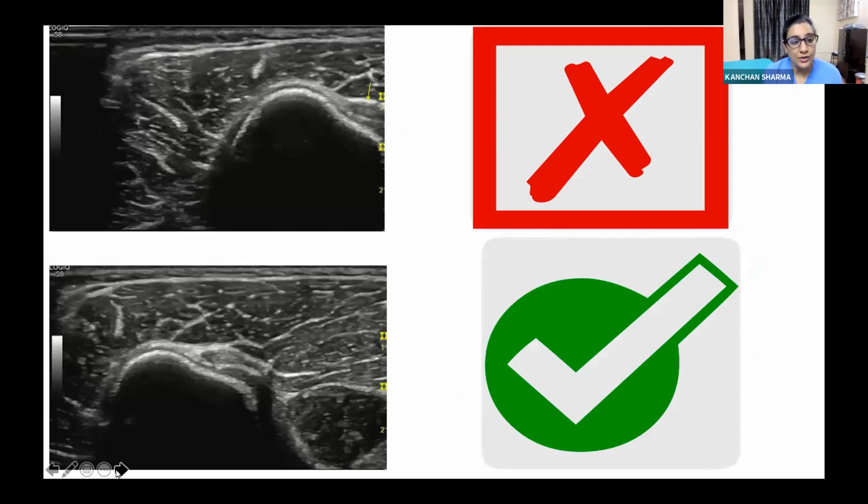A few things on how to get the optimum image. Okay, one thing: whenever you want to do any intervention, always remember, supposing this is the structure of my interest, I would like to go for an intervention for this structure.